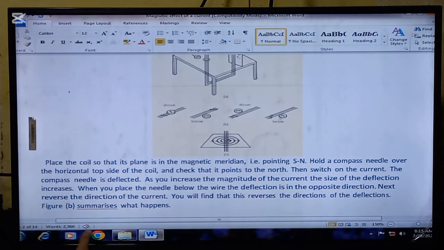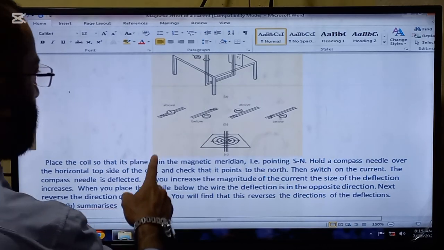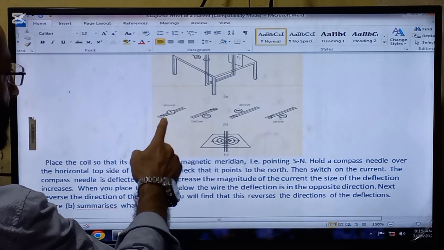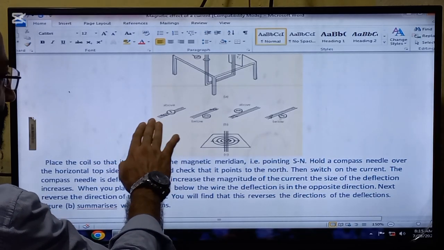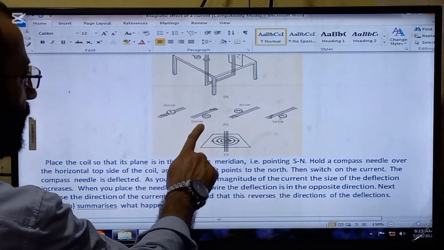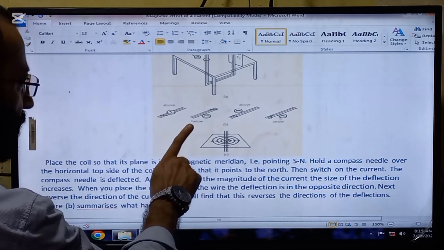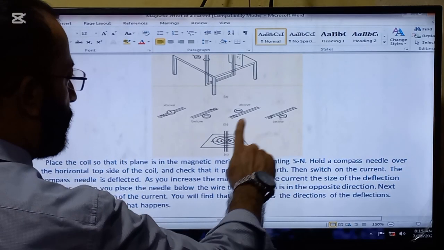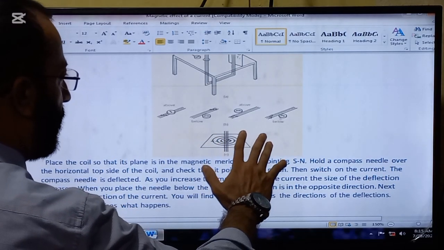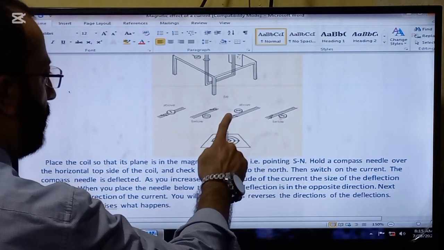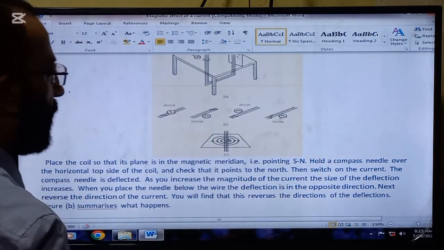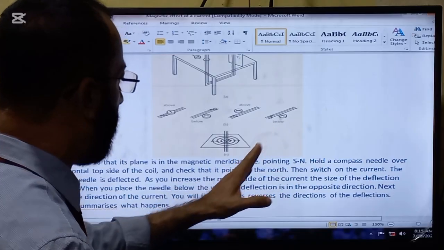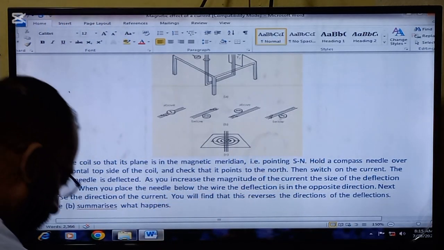Figure below summarizes what happens. So here you can see when the needle is placed above the coil, this is the direction, but when it is placed below the coil, the direction will be reversed. Like here, if we reverse the direction of the current, the direction will be reversed if placed above the coil, and if we place it below the coil, the compass needle's deflection will also be reversed.